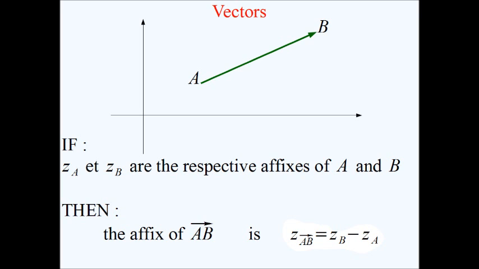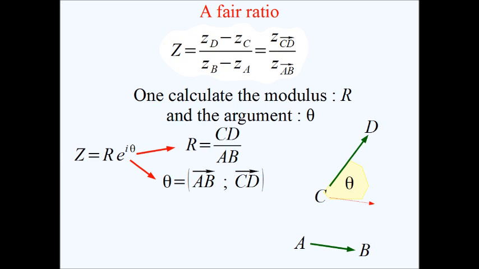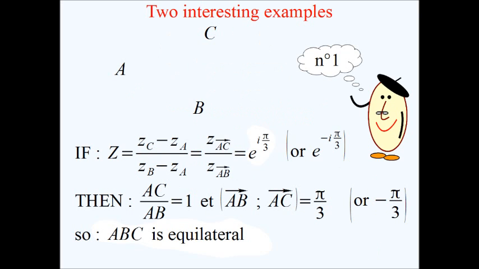Now, the vectors. We see that the affix of a vector is the difference between the affix of the endpoint and the affix of the origin. A ratio like this is important because it gives two pieces of information. First, a relationship between the magnitudes and, secondly, the angle between the vectors.